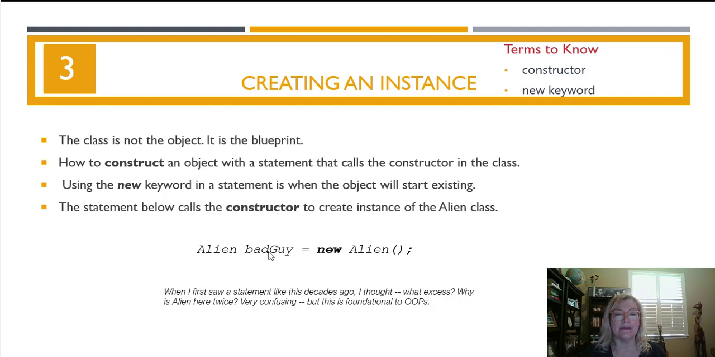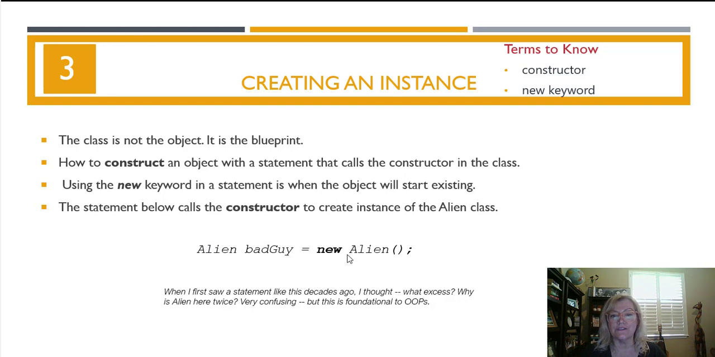And what data type is he? He's going to be type Alien. So this is the name of the class. And he's going to be equal to new, and that's the constructor for the class Alien. The constructor for the class has the same name as the name of the class.